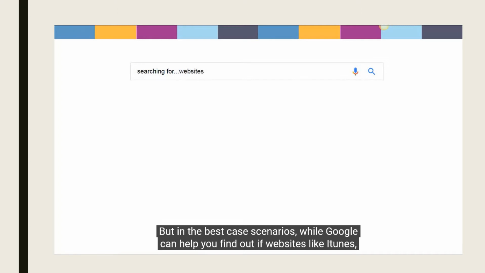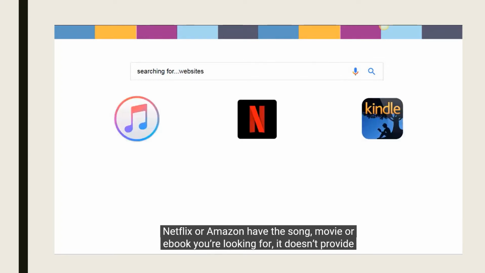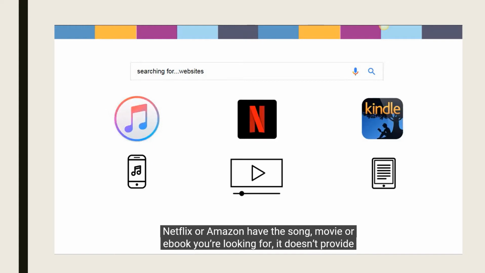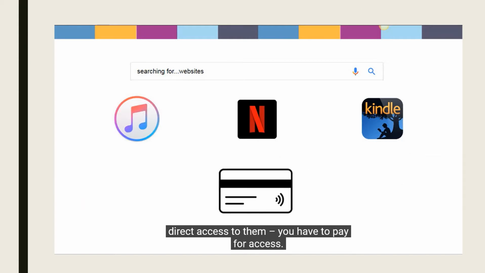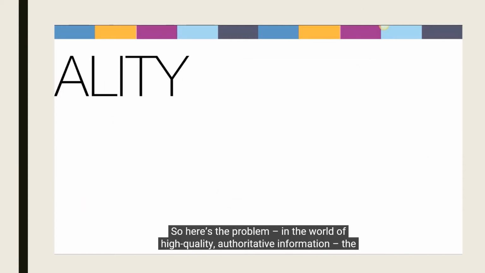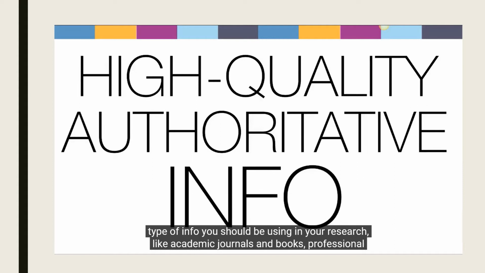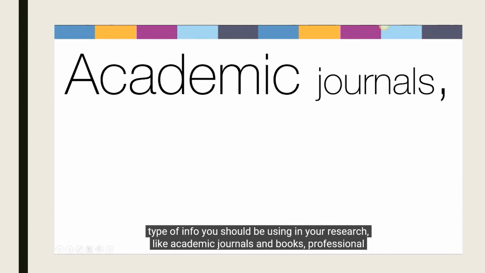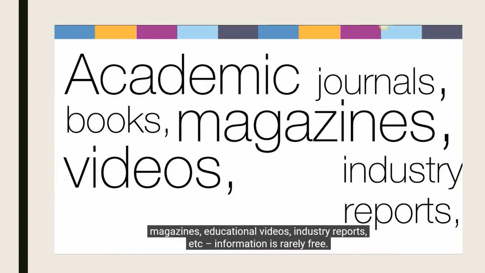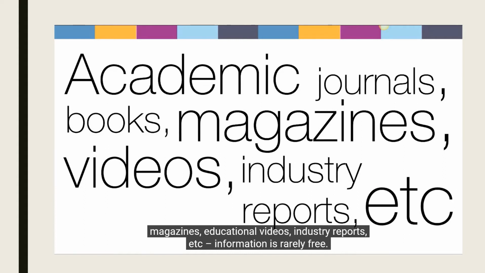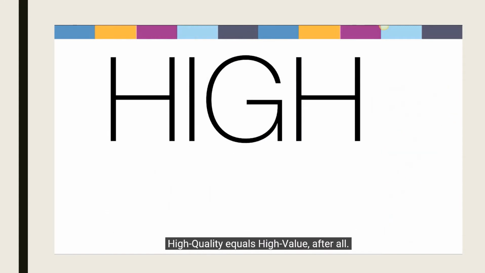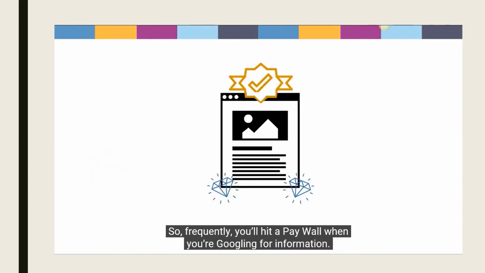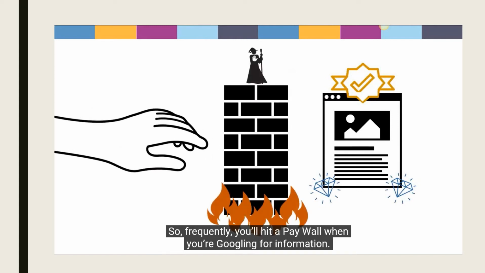But in the best case scenarios, while Google can help you find out if websites like iTunes, Netflix, or Amazon have the song, movie, or ebook you're looking for, it does not provide direct access to them. You have to pay for access. So here's the problem. In the world of high-quality, authoritative information, the type of info you should be using in your research, like academic journals and books, professional magazines, educational videos, industry reports, etc., information is rarely free. High quality equals high value, after all. So frequently you'll hit a paywall when you're Googling for information.